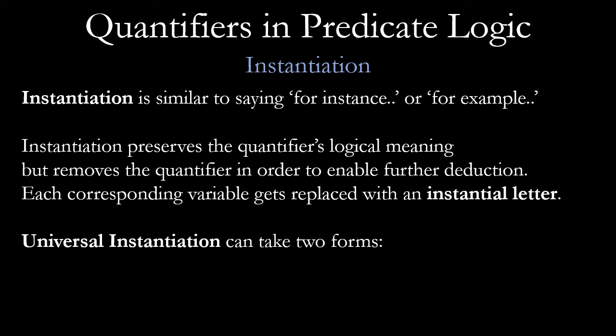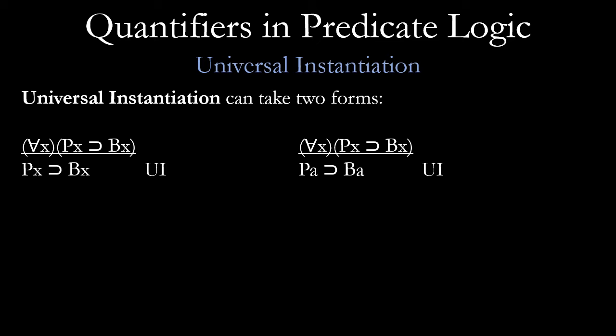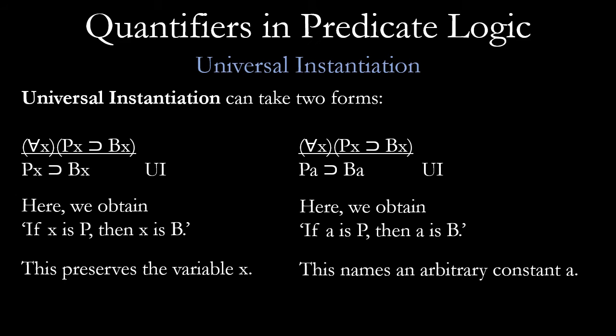Universal instantiation, so if we're talking about all of something, there are two forms that can take. If we say for all x, Px implies Bx, well, we could say on the left, that means Px implies Bx, or we can say Pa implies Ba. In the left case, we're talking about a variable. We're replacing the universal statement with a variable-based statement. So we go from for all x, Px implies Bx, to something that would be read like if x is P, then x is B, right? Now on the right, what we do is we add a constant.